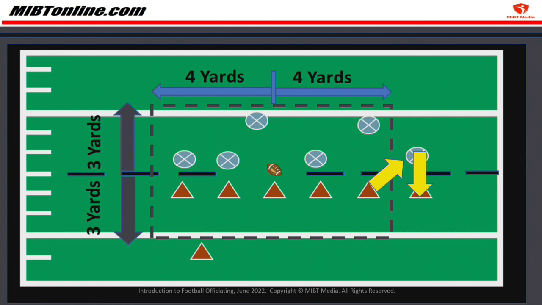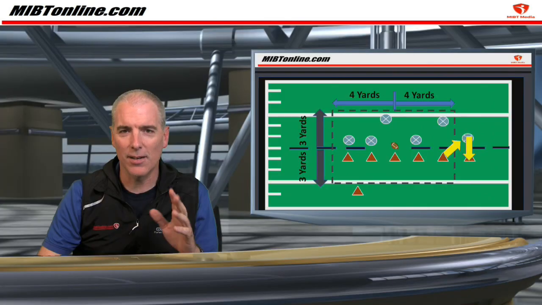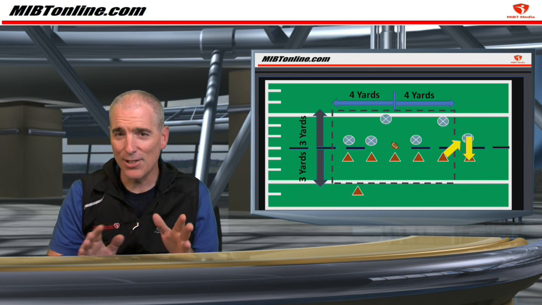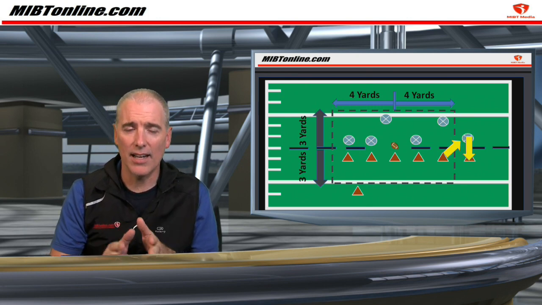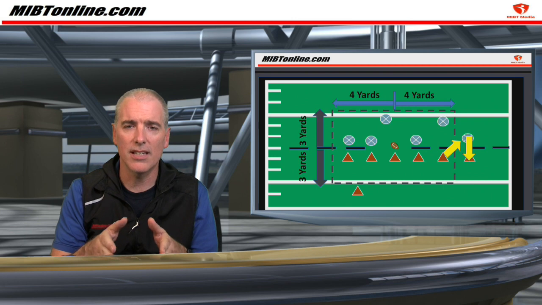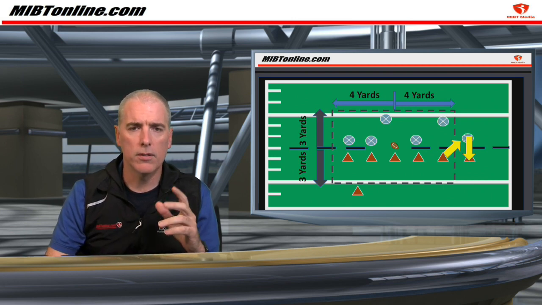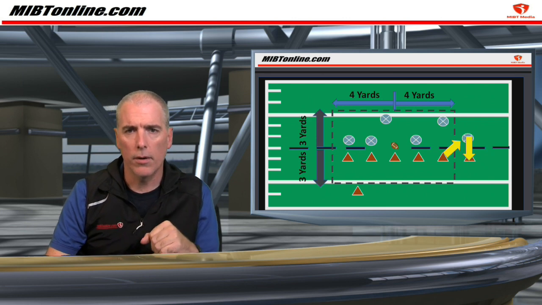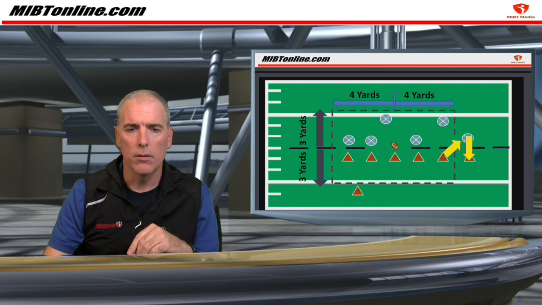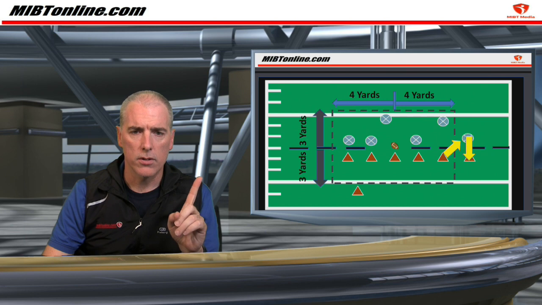So this is a little different than some other rules. Just know that if you happen to work college, they look at this a little differently. But in high school, it specifically says that both players need to be in the zone on the line of scrimmage at the snap for them to be not restricted from an immediate block below the waist. So just keep that in mind.